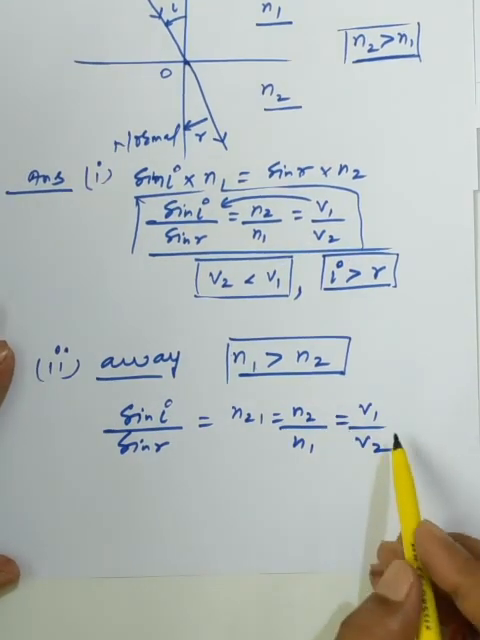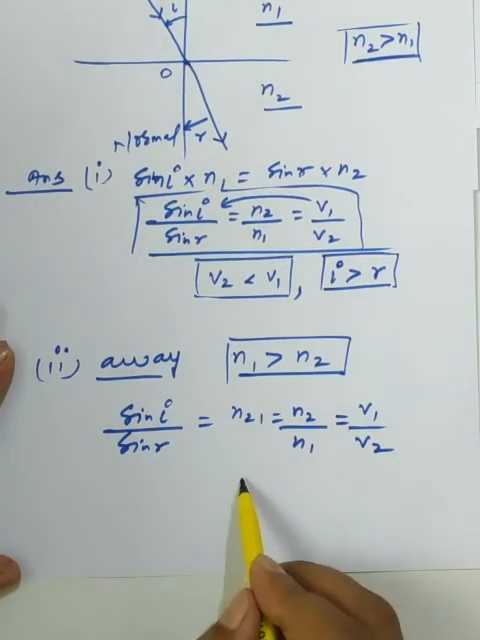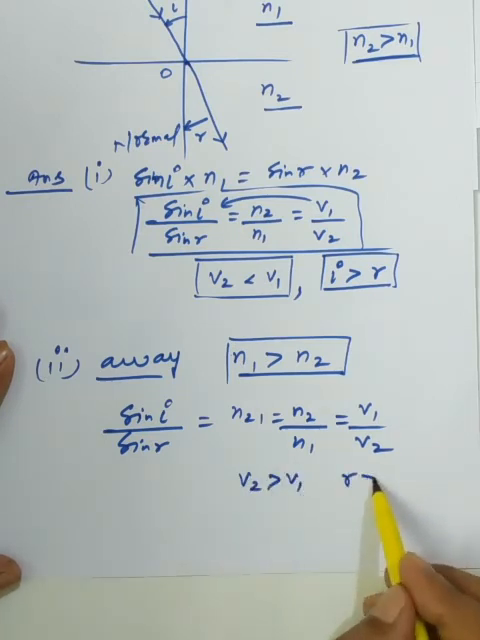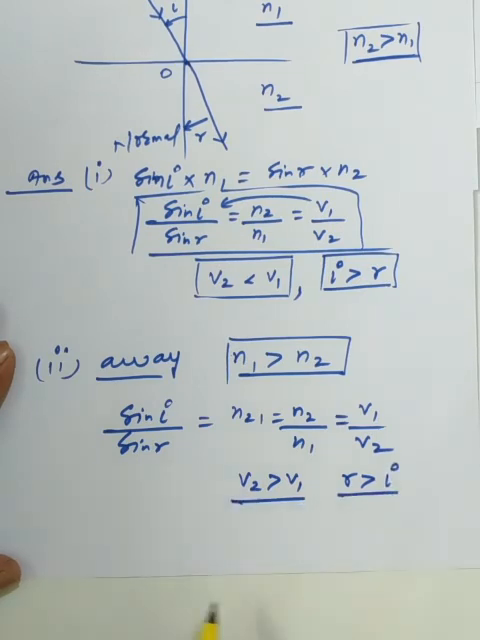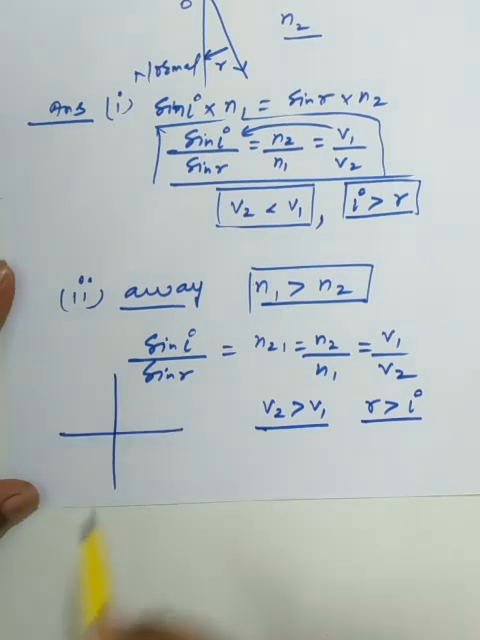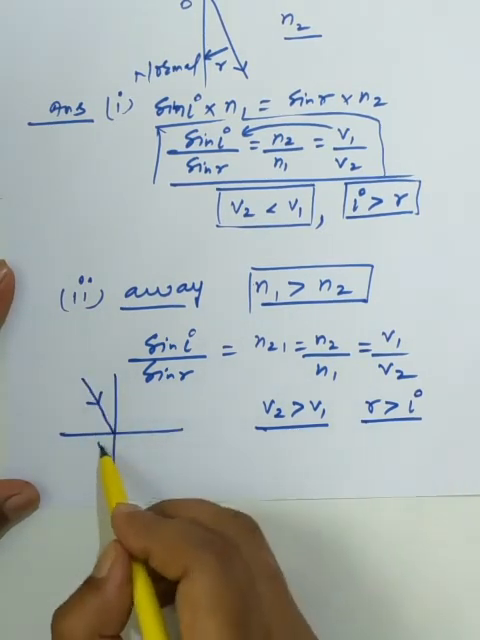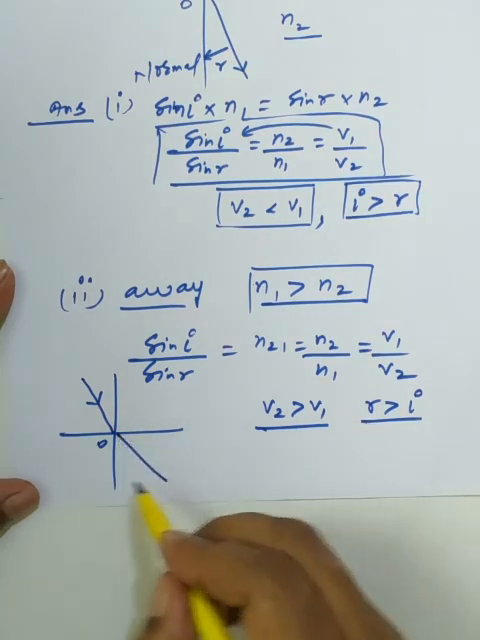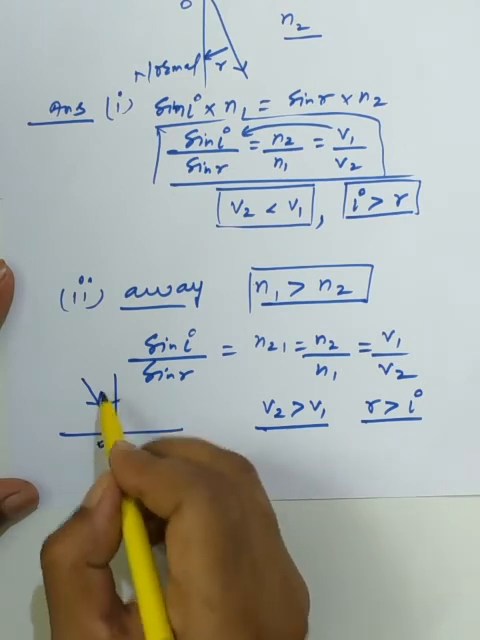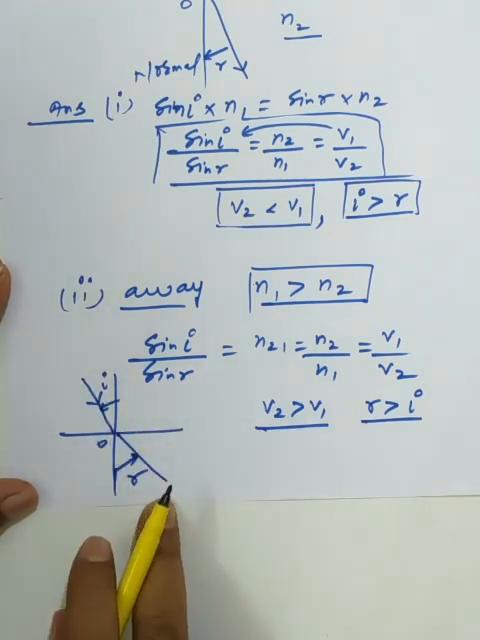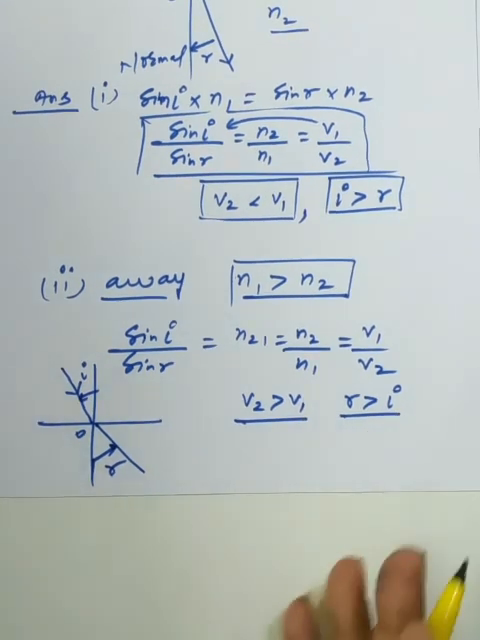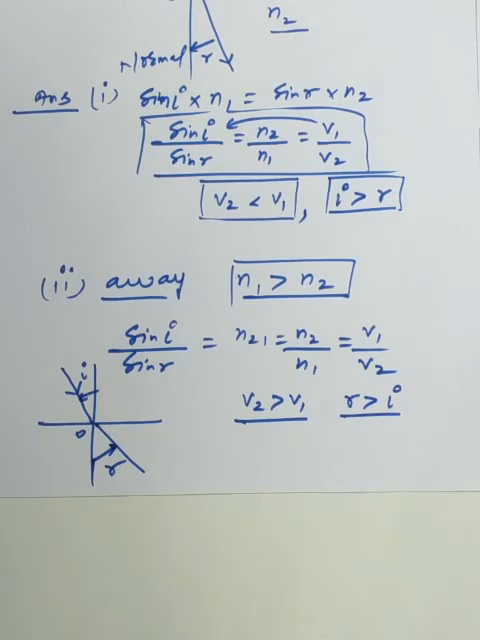If n1 is greater than n2, then definitely v2 is greater than v1. If v2 is greater than v1, that means r is greater than i. To fulfill this relation, the ray should move away from the normal. So how can you trace the diagram? The ray is incident on a point of incidence, and there is a deviation of the ray away from the normal. This one is angle i, this one is r. This is the method to give the logical answer to these problems.